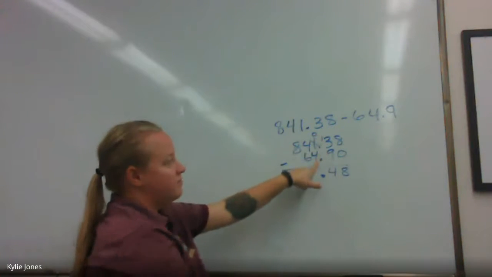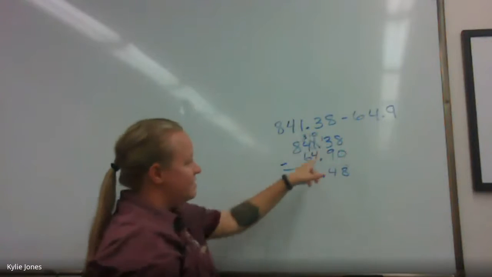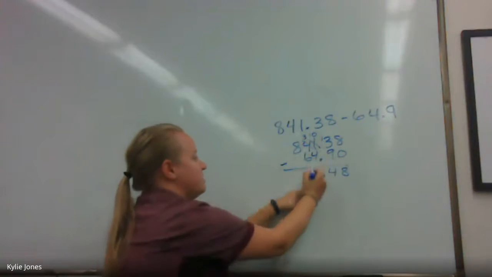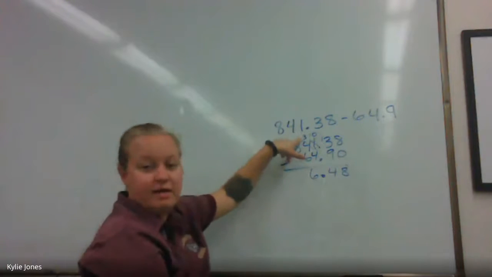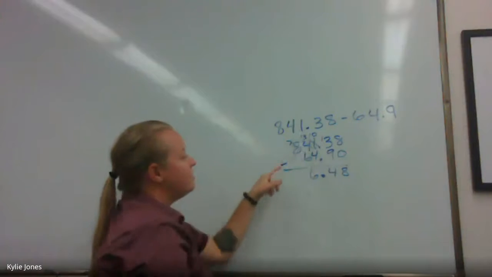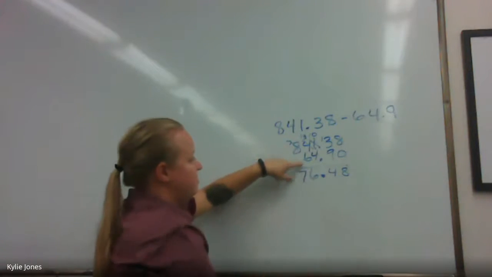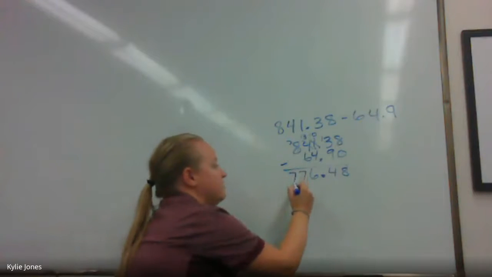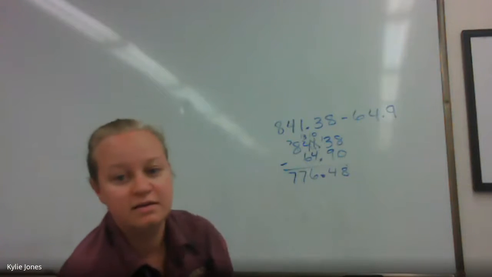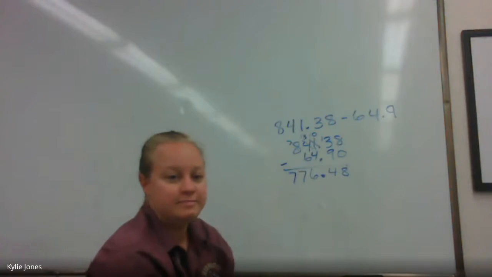But we can't do 0 minus 4, so we have to borrow from the 4. It becomes a 3. That 0 becomes a 10. 10 minus 4 is 6. Again, can't do 3 minus 6, so we got to borrow from the 8. It becomes a 7. And the 3 becomes a 13. 13 minus 6 is 7. 7 minus 0 is 7. And that's what you guys all got, right? 776 and 48 hundredths. Killing it, guys. Doing awesome.